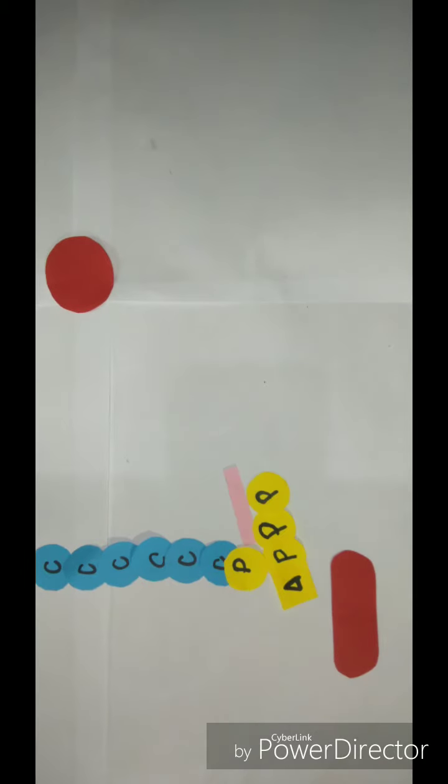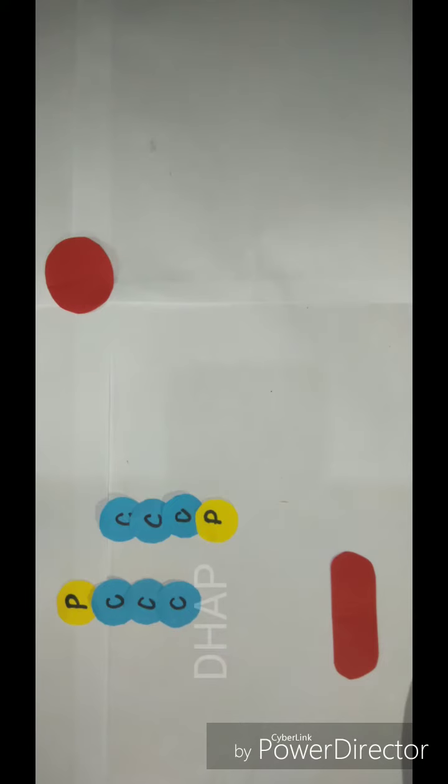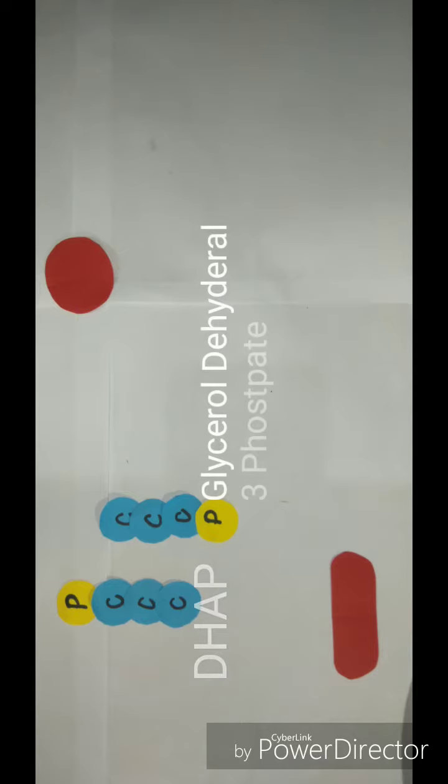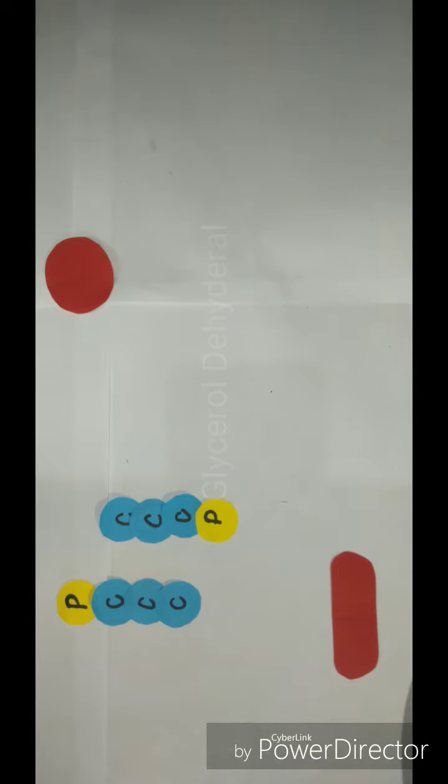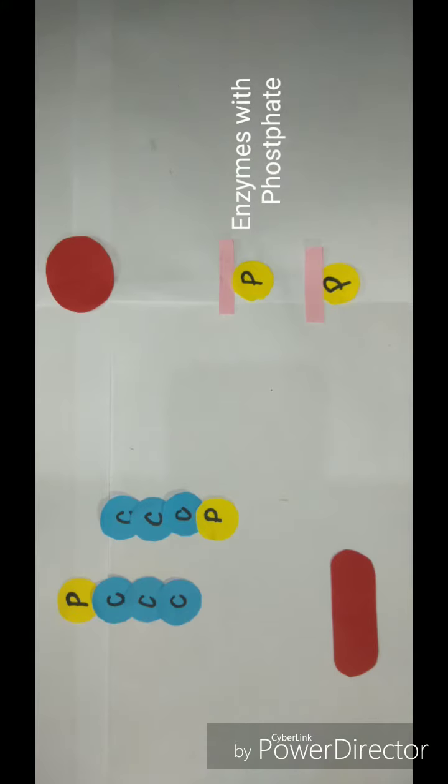In step 4, fructose 1,6-biphosphate splits to form 2 3-carbon sugars, dihydroxyacetone phosphate or the DHAP, and glyceraldehyde 3-phosphate. They are isomers of each other, but only glyceraldehyde 3-phosphate can directly continue through the next steps of glycolysis.